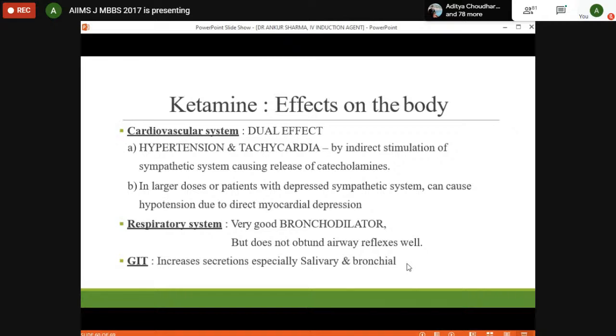In the respiratory system, as I told you before, it is a very, very good bronchodilator, so we are using it in patients with asthma. It also maintains the airway reflex well. In GIT, it increases secretions, especially salivary and bronchial.